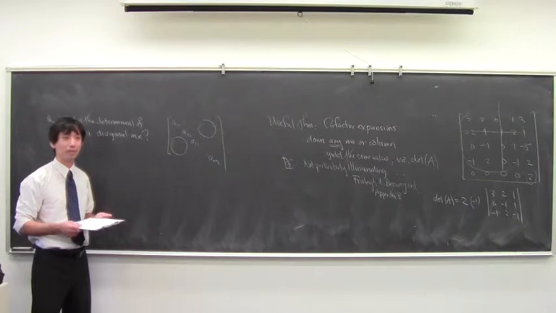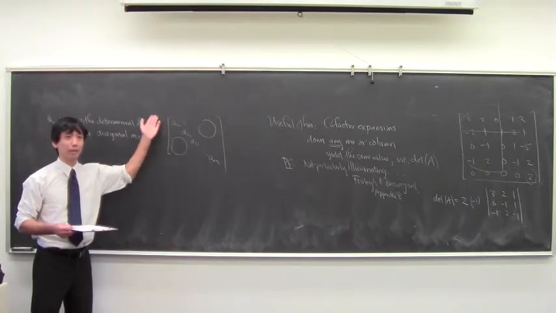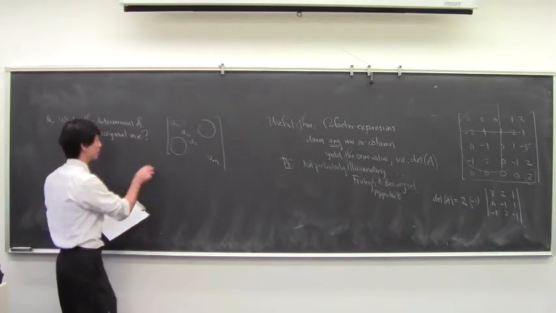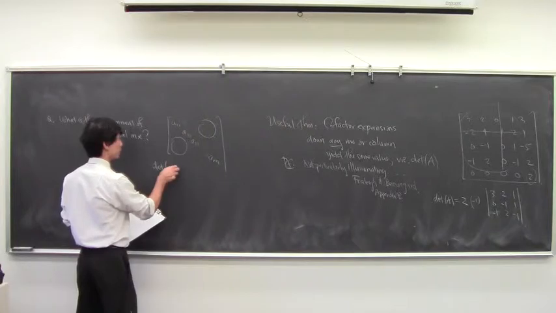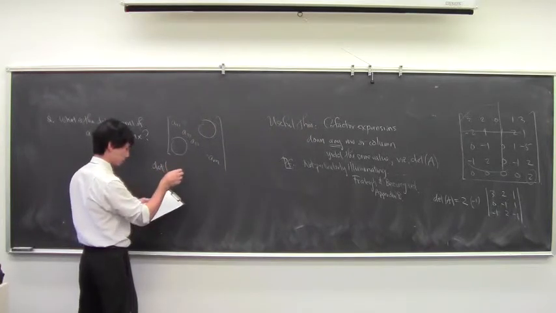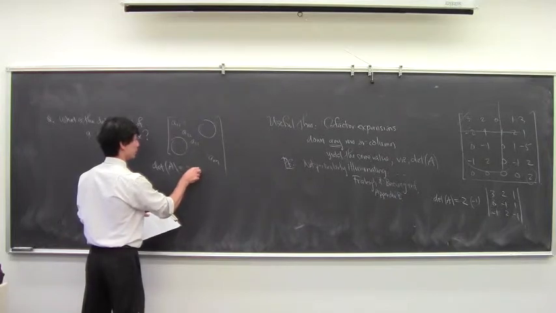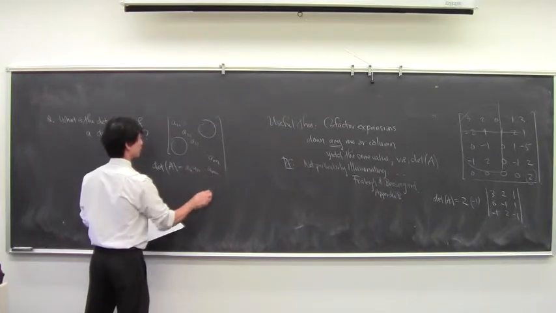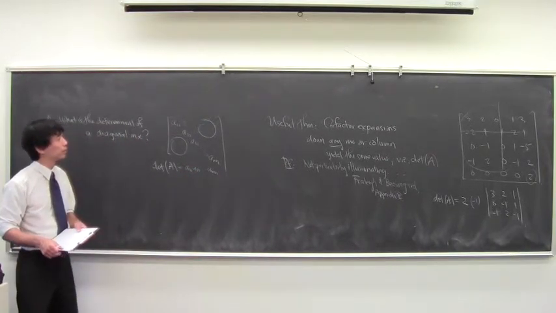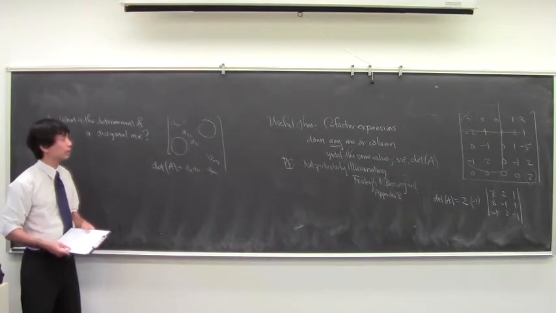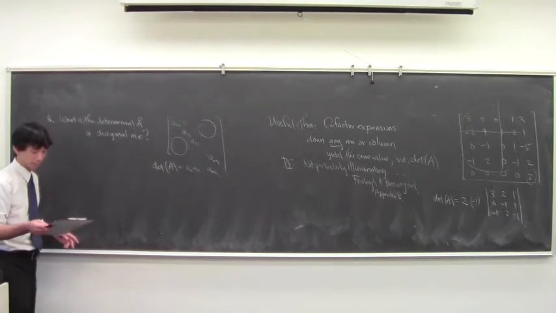So what's it going to be? Elena? The product of the numbers in the diagonal. It'll be the product down the diagonal, actually. It'll turn out to be the determinant of this diagonal matrix will turn out to be A11, A22, ANN. And you can sort of see that.